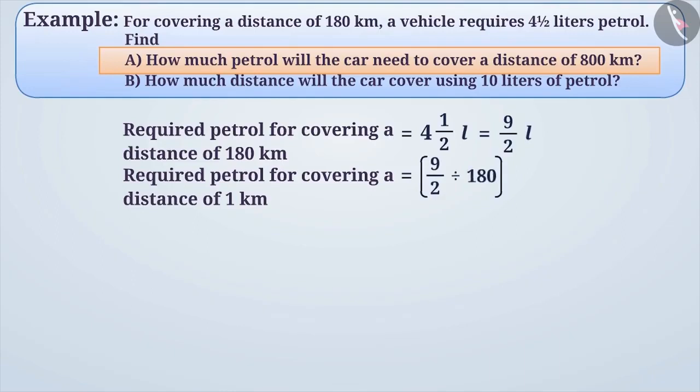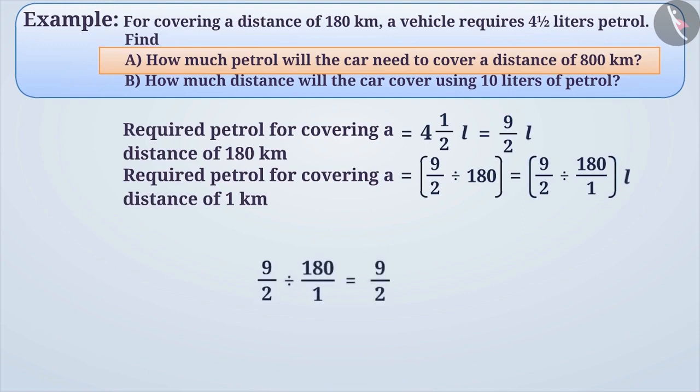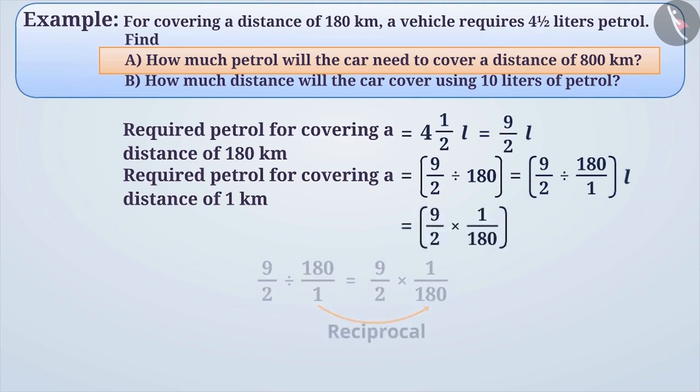we can write it as 9 by 2 divided by 180 by 1. To divide fractions, we keep the first fraction as it is and then multiply it with the reciprocal of the second fraction, 180, which is 1 by 180. Therefore, petrol required for covering a distance of 1 kilometer is equal to 9 by 2 into 1 by 180, which is equal to 1 by 40 liters.